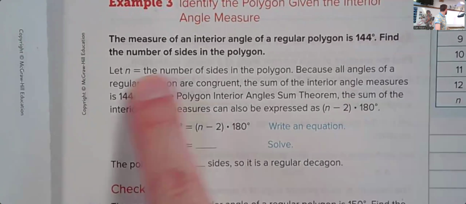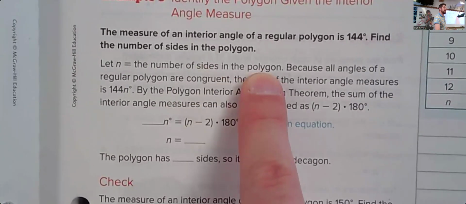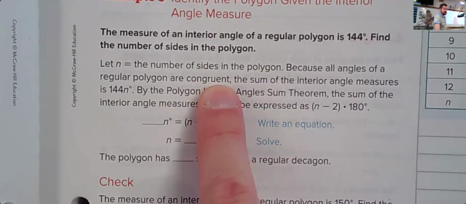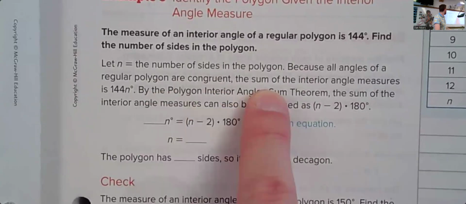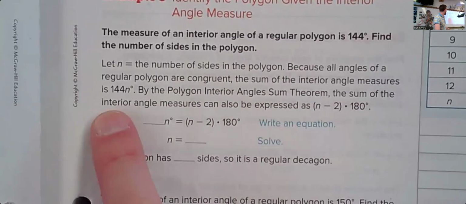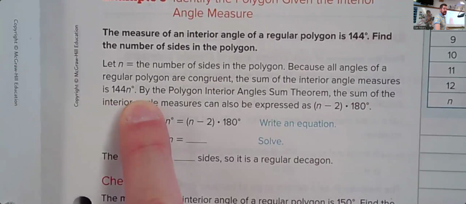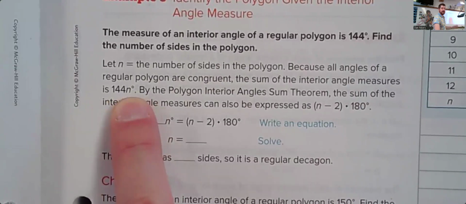So find the number of sides in the polygon. Let n equal the number of sides. We're just going to use the polygon angle sum theorem. Because all the angles of a regular polygon are congruent, they're all the same. The sum of the interior measures is 144n. 144 degrees, n is the number of sides. So 144 degrees times the number of sides gives us the total amount of degrees. That's why we're using that.